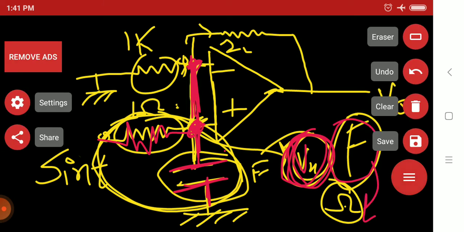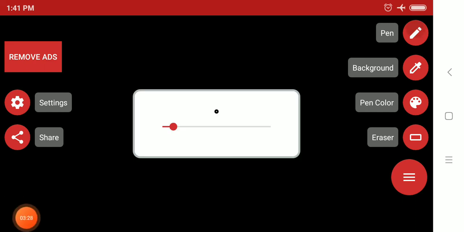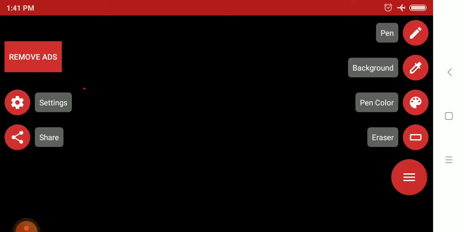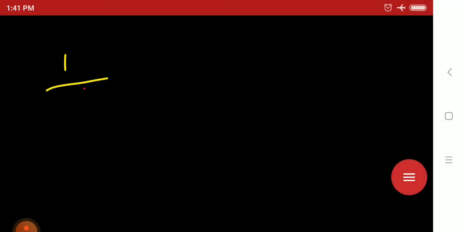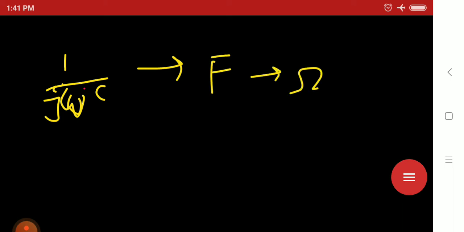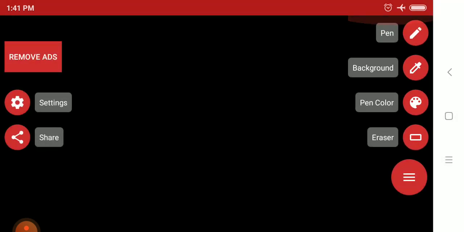So now I'm writing on another page. If you are given R and C, how will you convert that capacitor into resistance? Now let's change the pen color. 1 by j omega c is used to convert farad into ohm. Let me write properly. My handwriting is not so good. Please don't mind, please cooperate with me.